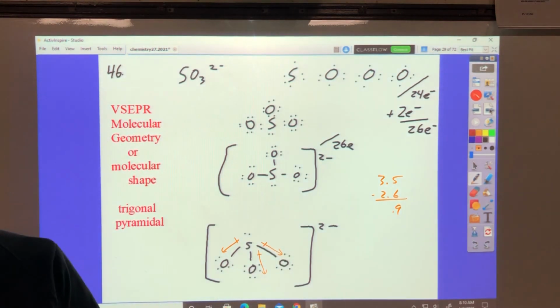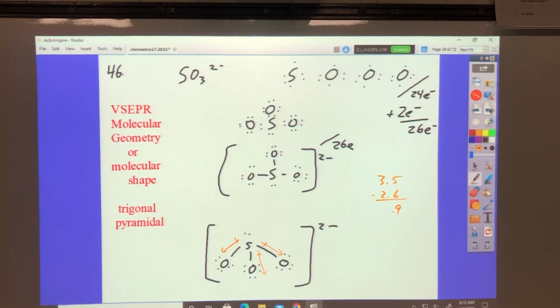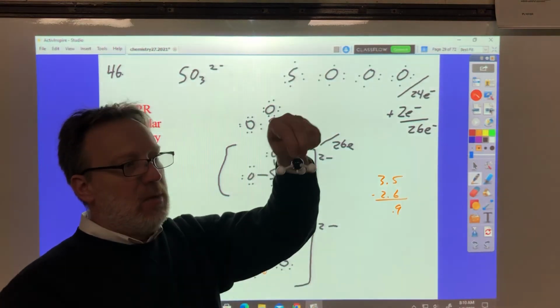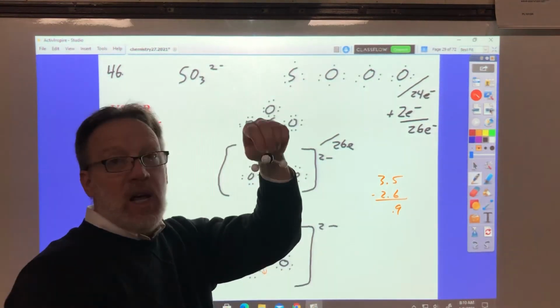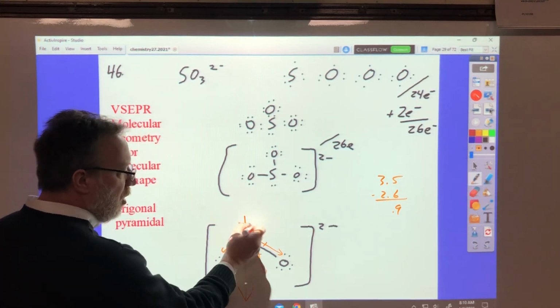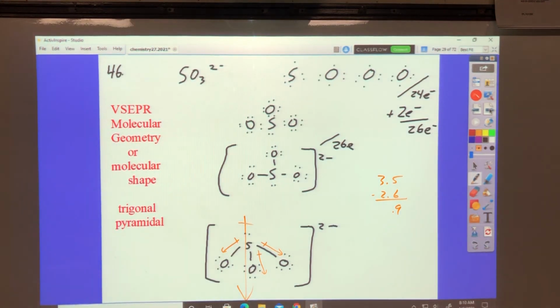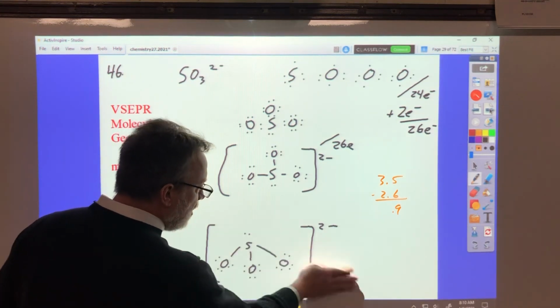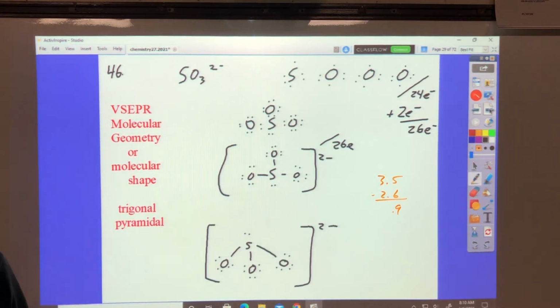All those together don't cancel because they're not exactly opposite one another. They all add up a little bit downward, and that ends up with a molecule that has an overall polarity. So it is a polar, in this case, ion. It's a polyatomic ion, but it is polar. Sulfite ion is polar. Which makes sense because it's an ion, it's probably going to be water soluble.